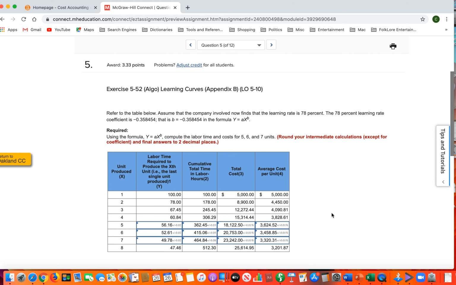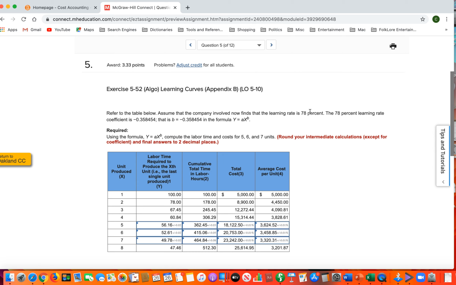Now, number 5 is another learning curve one, but they have a formula here: y equals ax raised to the power of b, and b is a negative 0.358454. That would be fine, but not everybody has a calculator that can do that. I have a TI-84. I can do it, but I'm not going to assume that you have that kind of calculator.